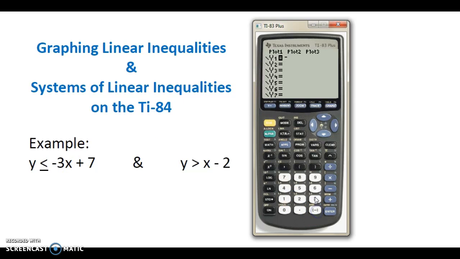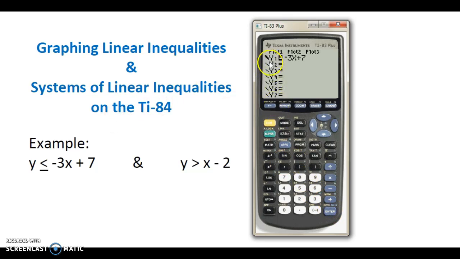So we're just going to graph negative 3x plus 7. So this is where the magic happens. I'm going to hit enter, otherwise it won't read my graph. Now I'm going to go back up and over to the left of the y1, and this line right here is jumping up and down. I need to change that.